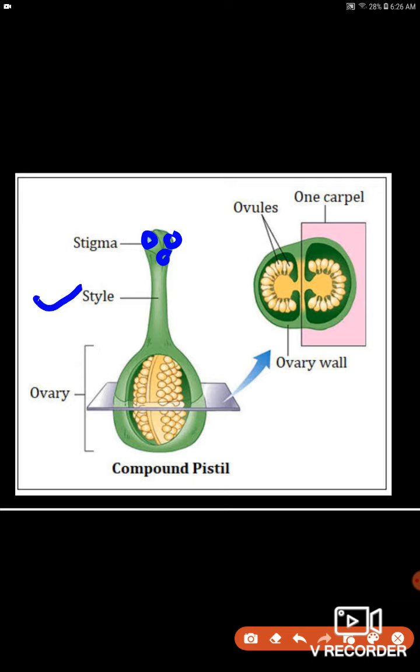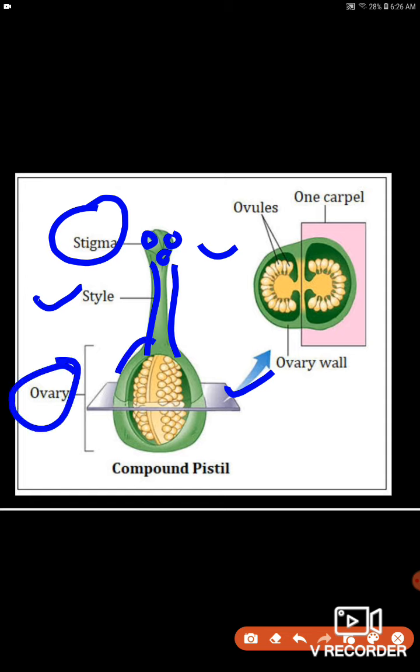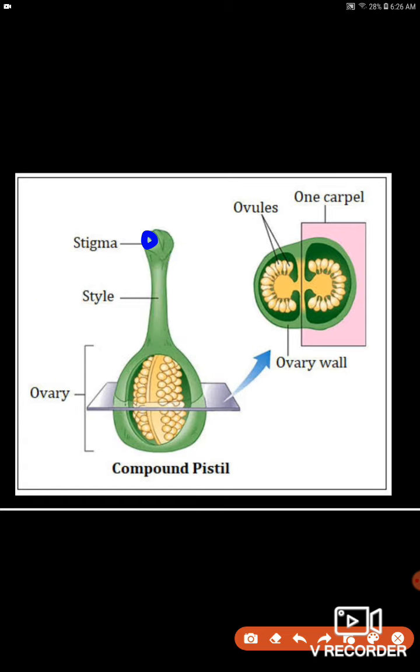Next one is style. A slender, stalk-like supporting structure of the stigma. Its function is to connect the stigma to the ovary, and second, it supports the stigma. So there are two functions of style. Last one is ovary. It is a swollen basal part, present at the base, which contains minute round oval structures. Here you can see these are called ovules.